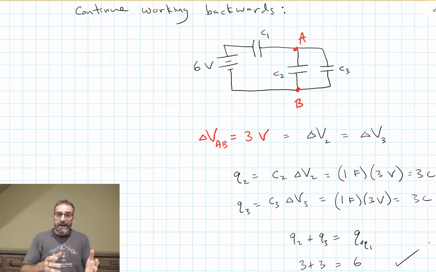way backwards and find the current and the potential difference across every resistor. In this case, we're doing capacitors. We're finding the charge and the potential difference for every capacitor. Now, we can't always reduce the circuit down using series and parallel rules, but oftentimes we can. And we're going to learn some new techniques soon for those circuits where we can't apply series and parallel rules.